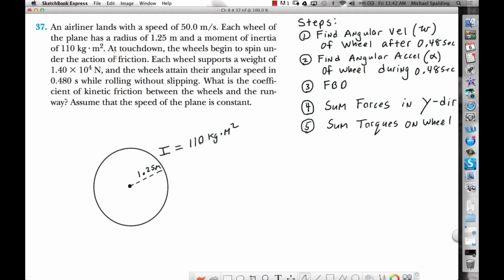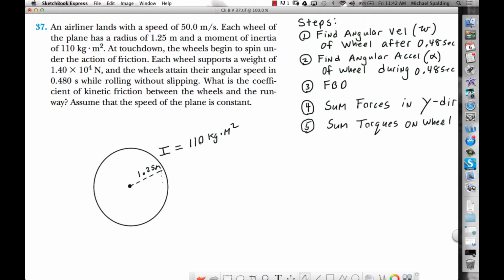All right, 37 from the textbook. This airplane lands with a speed of 50 meters per second. Now look, when the airplane touches ground, are the wheels spinning yet? So imagine the airplane coming in, the wheels are not turning yet. But once the airplane touches down, the wheels are going to have to catch up to the airplane, right?